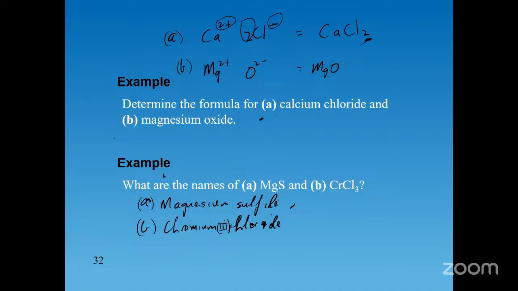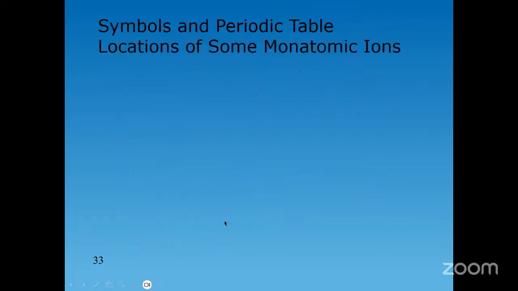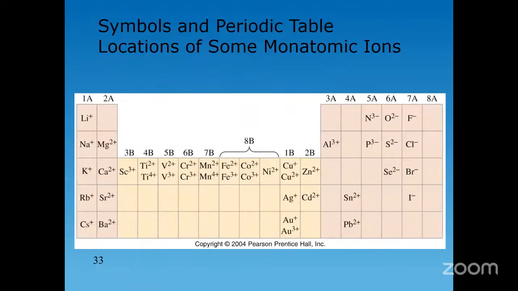Okay, any questions about this? Any questions? All right, continuing. Now, this is just giving you some monatomic ions and where they're located. And as you can see, in the case of the elements in the A part of the periodic table, they all basically produce ions which carry a charge. So there's an exception here.